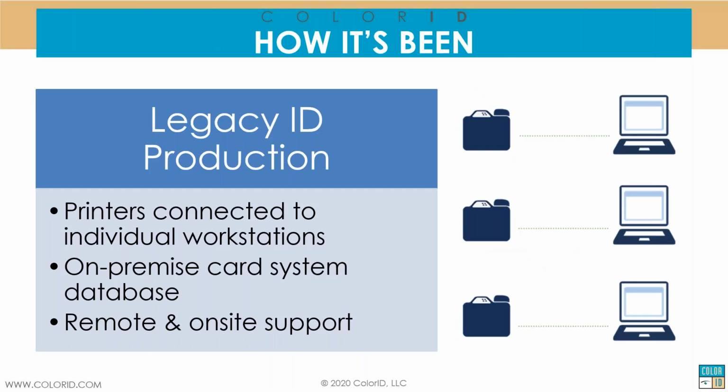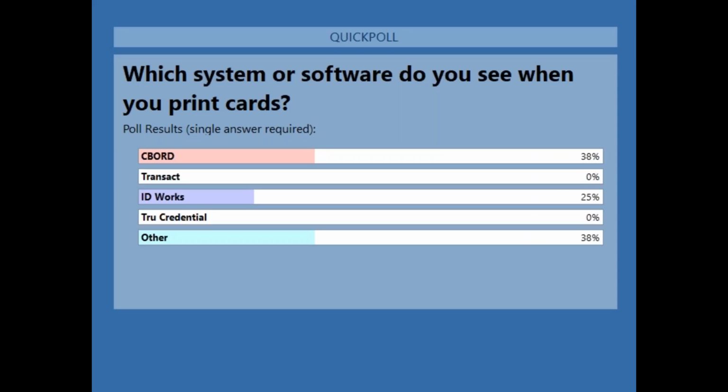Okay, everybody. Thank you. So we got a tie, 38% CBORD and other, and then 25% utilizing the fabled ID Works. Go away, will it, Dave? Yeah, no, fabled. Yeah, ID Works. Let's just talk for a minute about ID software.